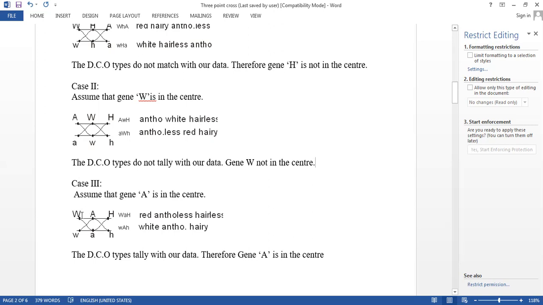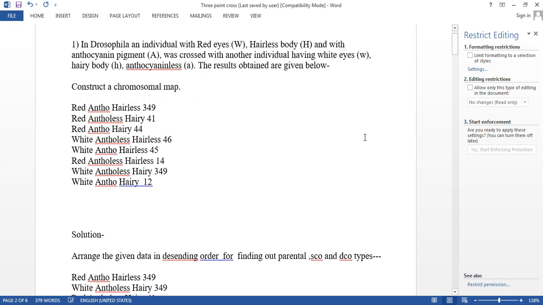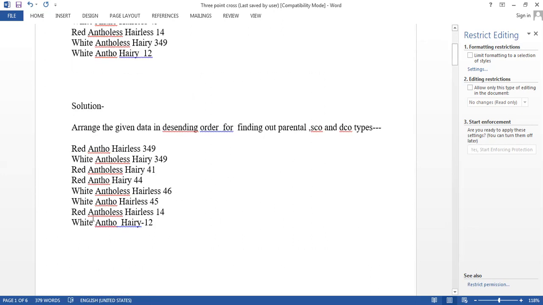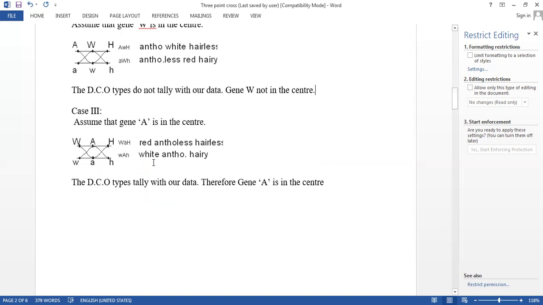So what will you have now? You will have capital W, capital A, capital H, small w, small a, small h. And you show the double cross and you get the combination red, antholess, hairless. Let us check red, antholess, hairless. If the combination is there in our descending order. Red, antholess, hairless. See, it is matching. And the second one will also match. What is the second one? White, anthocyanin, hairy. Let us see in case number 3. Yes, see it is here. White, anthocyanin, hairy.